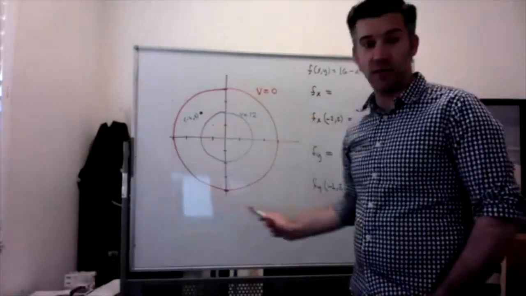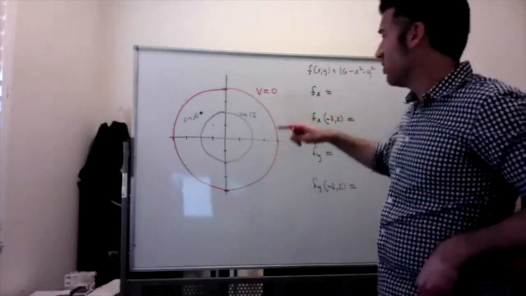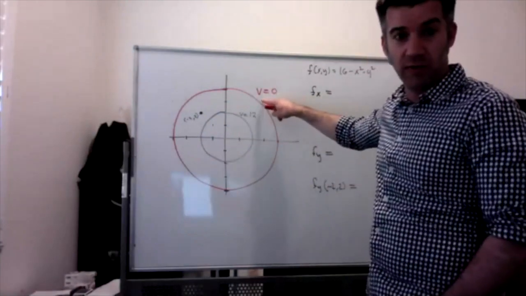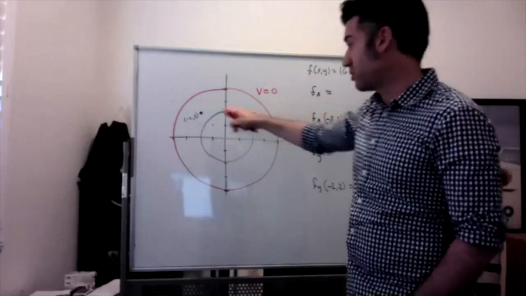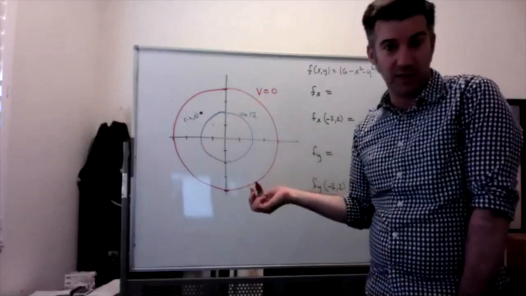This circle of radius 4, we do need to label it as the contour where v equals 0. And then here, the circle of radius 2, we need to label the contour v equals 12. So that's how we answer the first part.